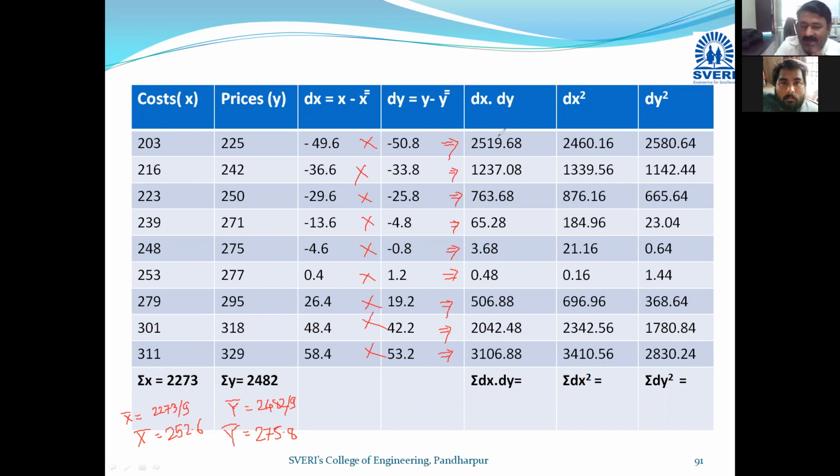What is required in the formula? We need summation dx dy, summation dx square, and summation dy square. So first, I will go for the summation of all these. Let us calculate the summation dx dy, just adding all of them. You will call this the summation of dx into dy. So what will be that summation dx dy?